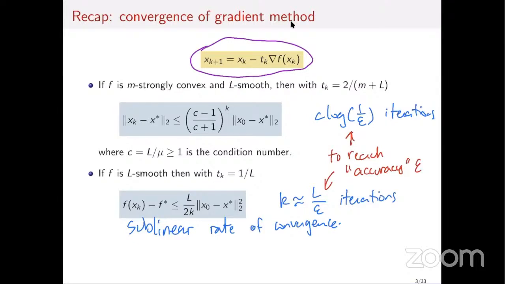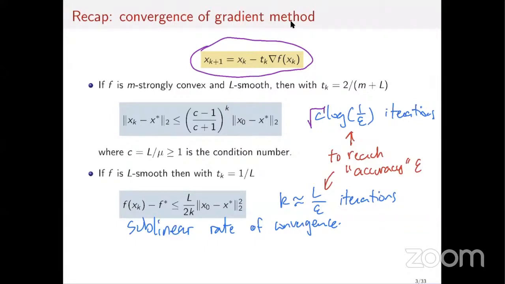Okay, so we'll see that you'll be able to change this c log 1 over epsilon to a square root of c log 1 over epsilon. Which can be quite significant for problems, because c can be quite large. If c is on the order of 1,000 or 10,000, then you can see that having a square root here can help you a lot in the number of iterations.